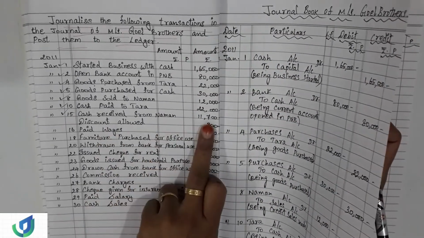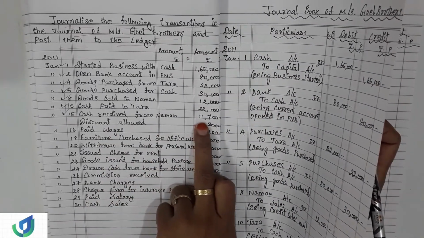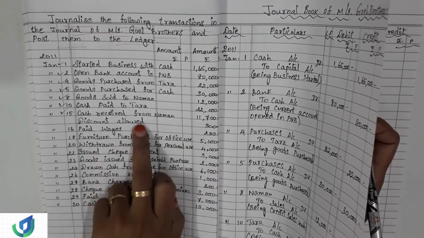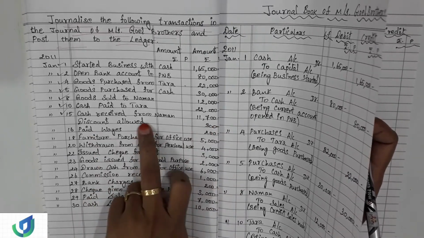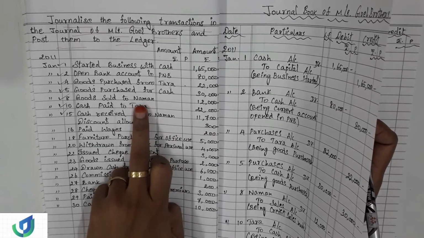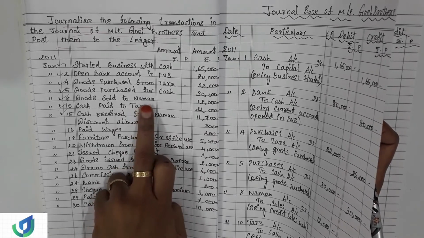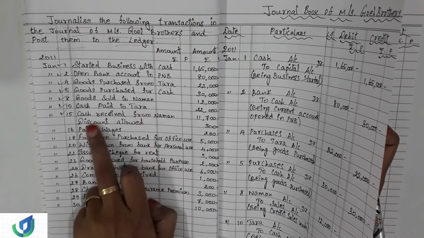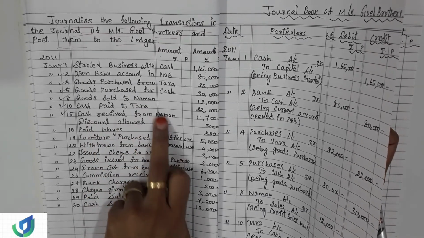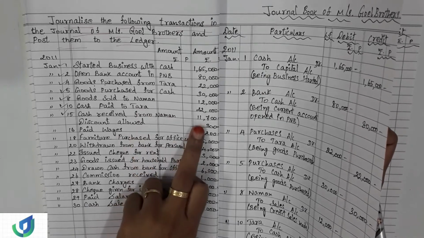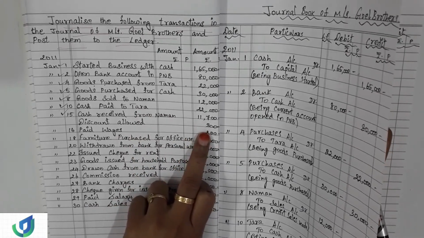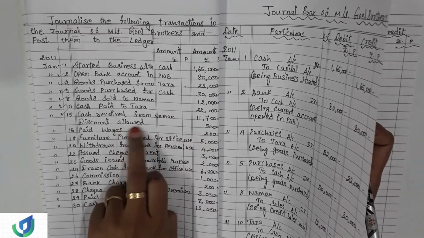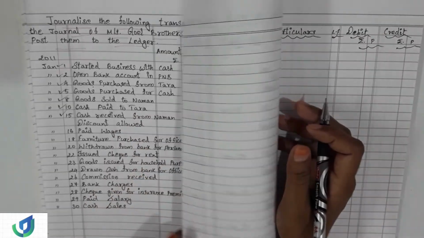Cash received from Naman 11,700. Then discount allowed 300. And Naman's name already came, right? Who is Naman? Our debtor, our customer. We have done credit sales, right? So we have received cash from Naman and we have allowed discount, right? So it is our expense. So this we have to put as a compound entry.